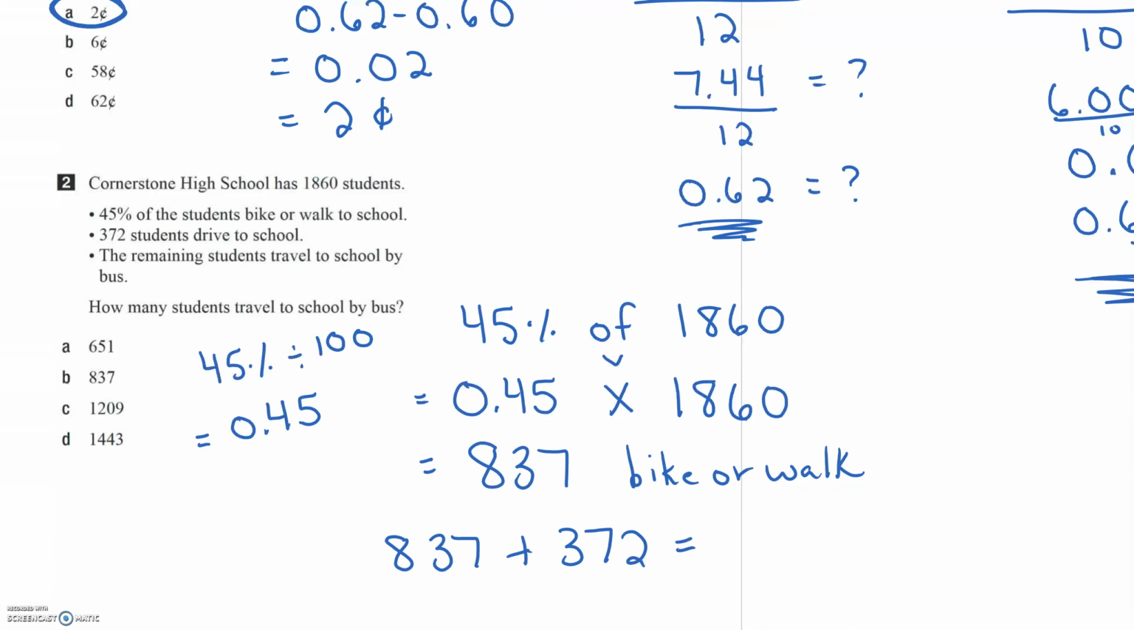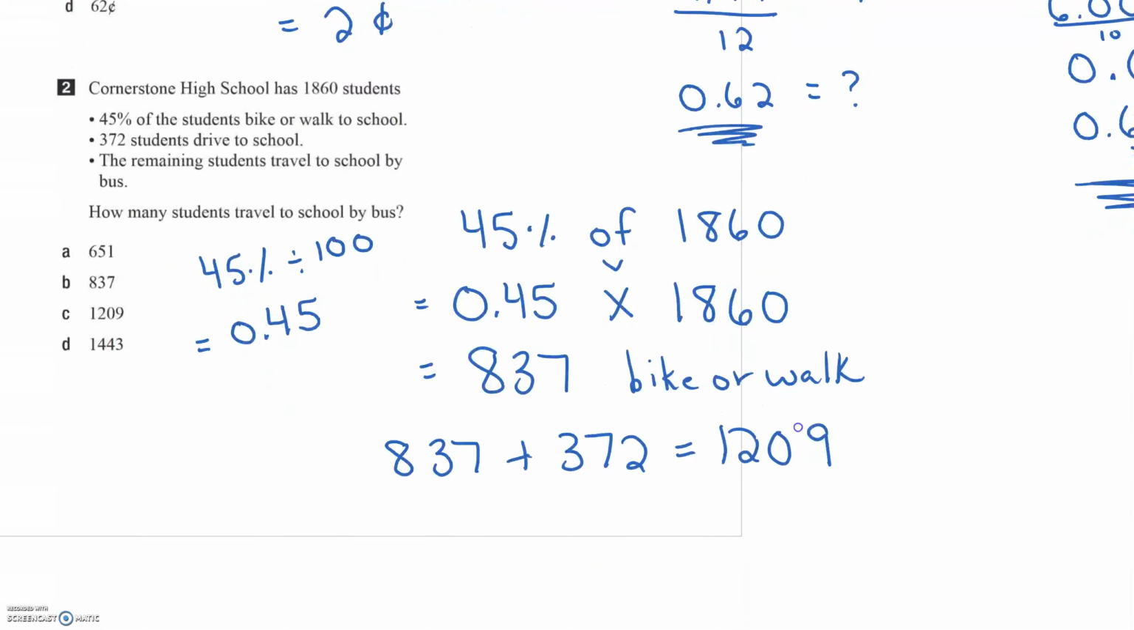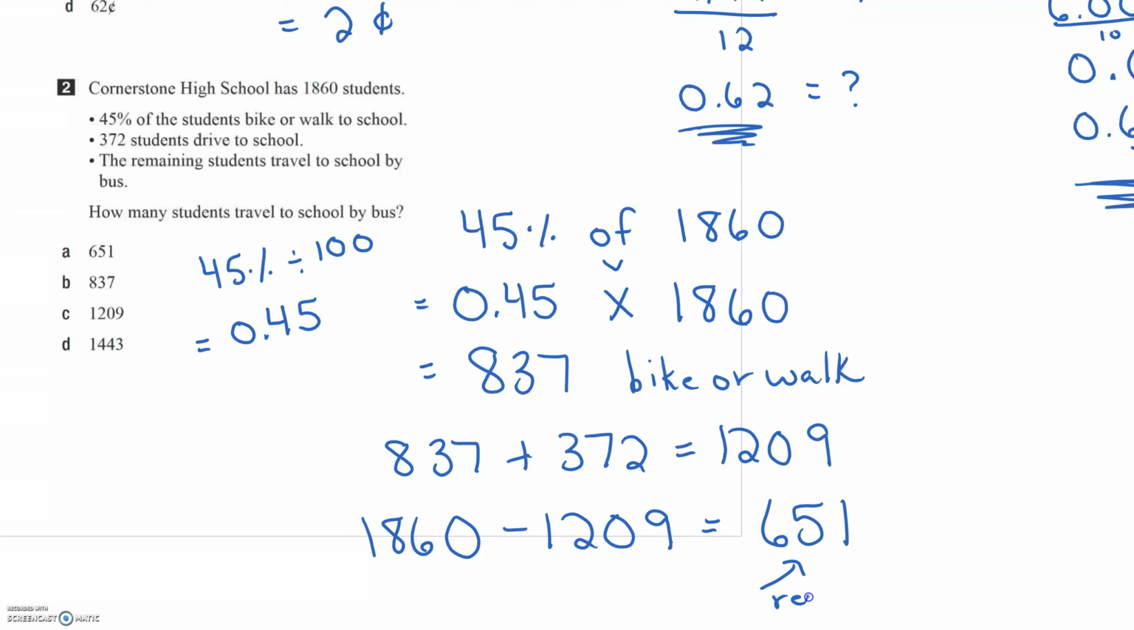When you add up those two numbers, it still doesn't give you the answer, but it gives you a number that is two groups put together. There's still some left, and that's what they're talking about, the remaining students. So we're going to take the total, 1860, and we're going to subtract that number that we just found. So 1860 minus 1209 gives us 651 students. And that's the remaining students that travel by bus. So the answer again here is option A.